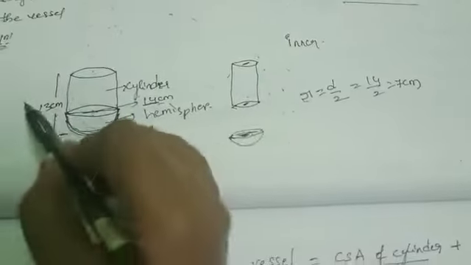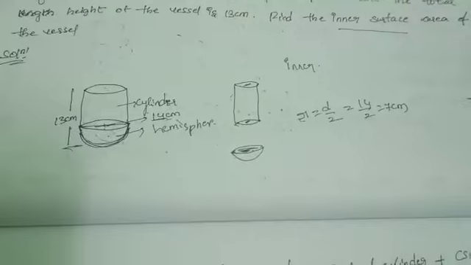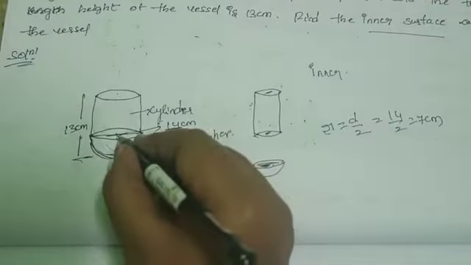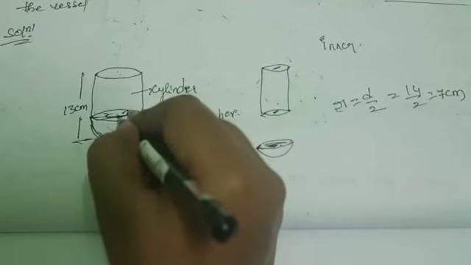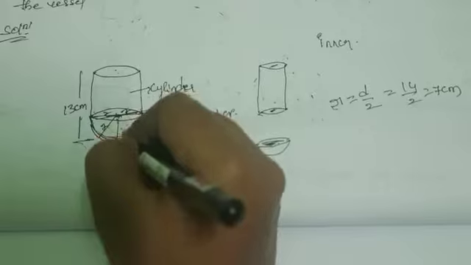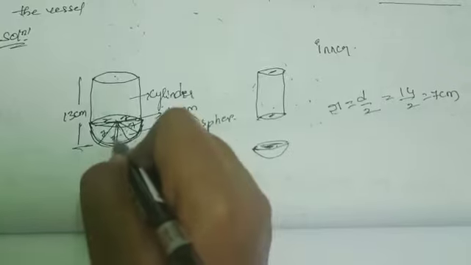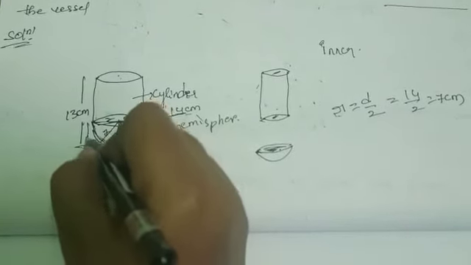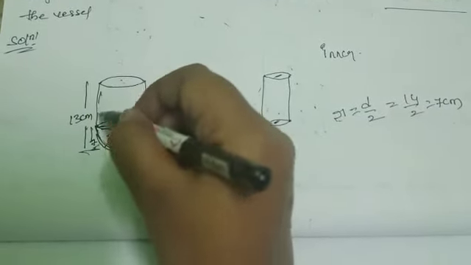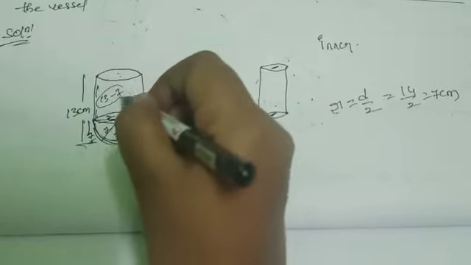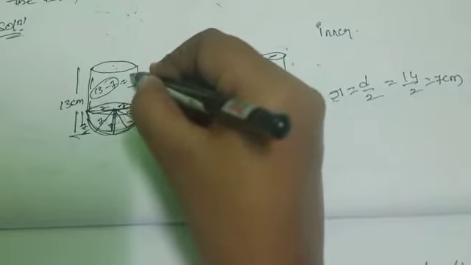H is total length? Here h is only cylinder length. See, here radius is 7. This is also 7. So this height is 7. Here to here 7. Total is 13. Only cylinder is 13 minus 7, which is equal to height of the cylinder is 6 centimeters.